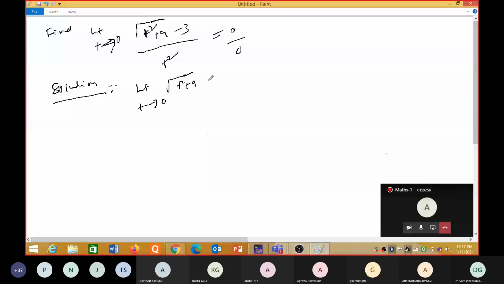So the limit of root of t square plus 9 minus 3 divided by t square. You should rationalize this one. How to rationalize? Rationalize the numerator term. It is root of t square plus 9 minus 3, so the conjugate will be plus 3. With the same term, you multiply root of t square plus 9 plus 3. This is of the form a plus b into a minus b. So you simplify this one.